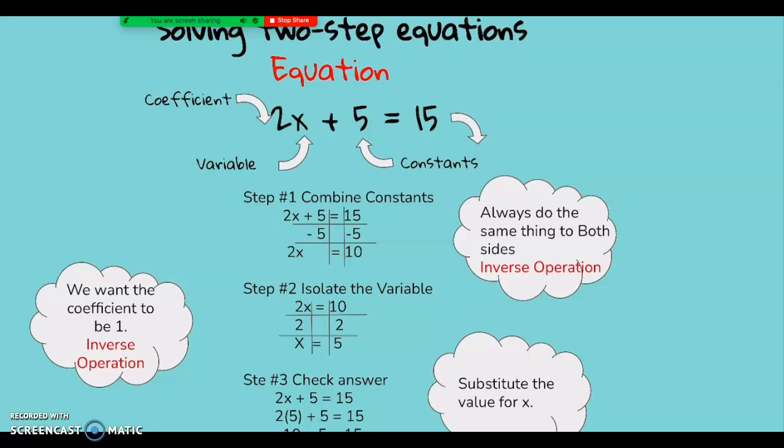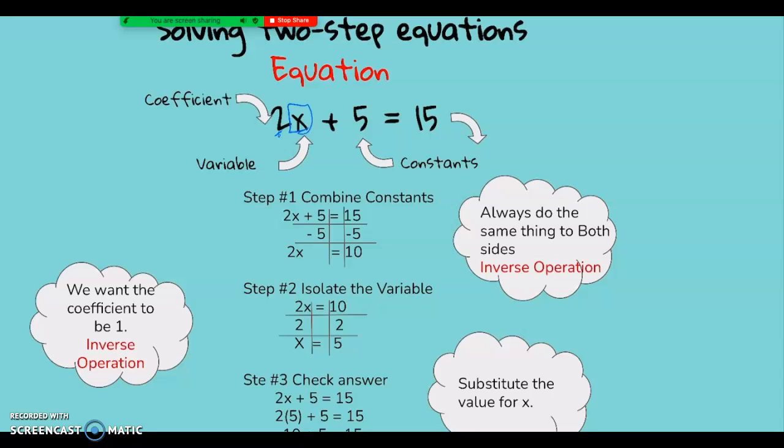Again, no different than solving a one-step equation. This time we're doing two-step equations. And here we have an equation which is 2x plus 5 is equal to 15, where 2 is the coefficient, x is your variable, and 5 and 15 are your constants.